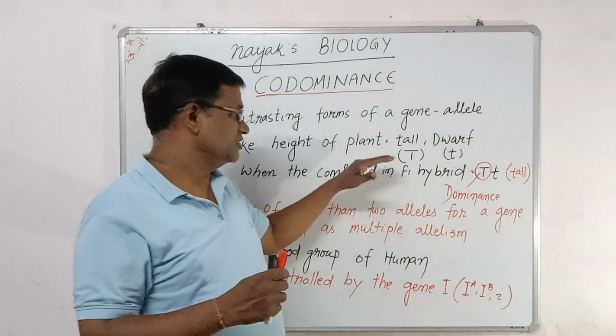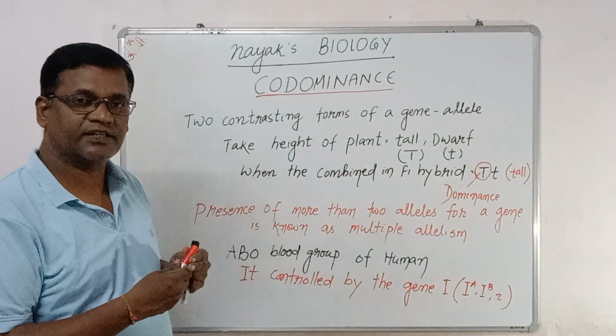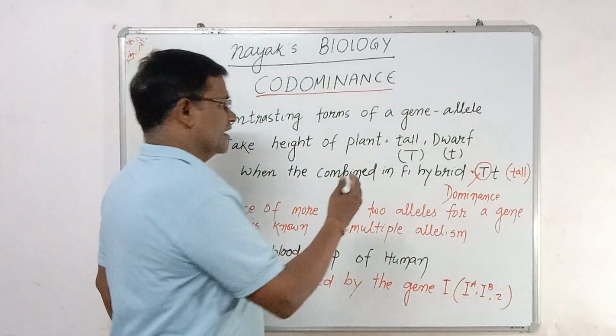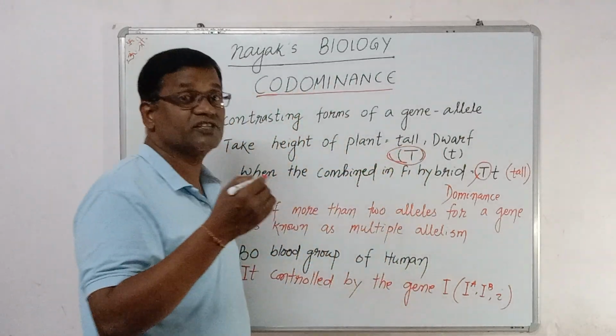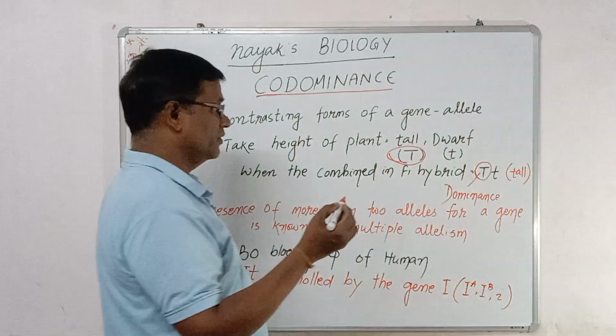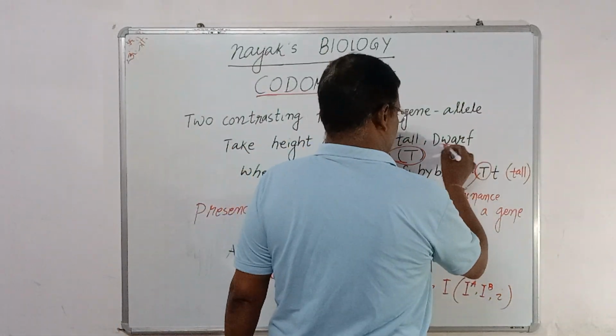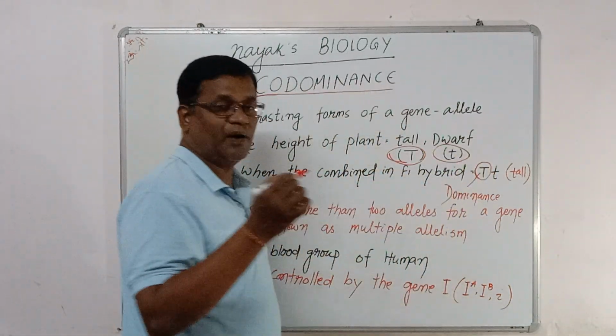The tall height is dominant, so we represent it with a capital T. Capital T represents tall, which means dominant. And the short height is represented by the small t.